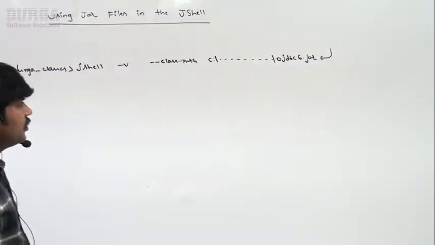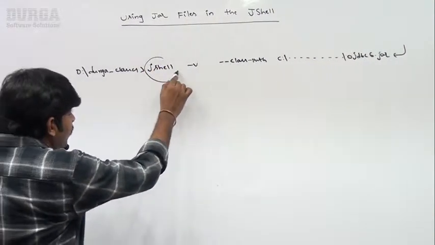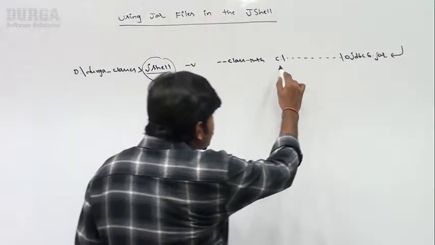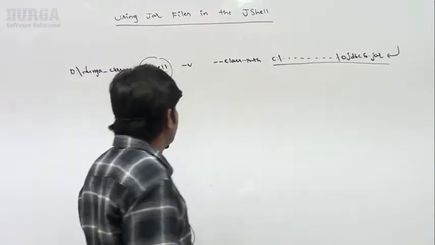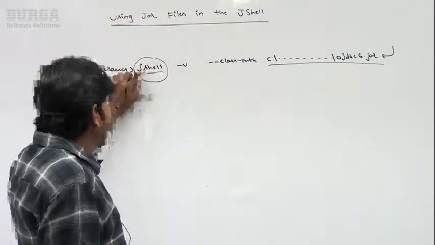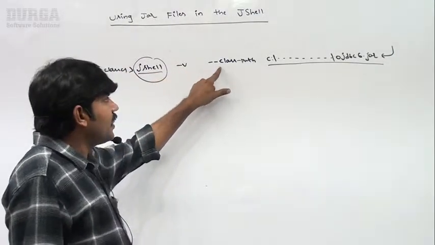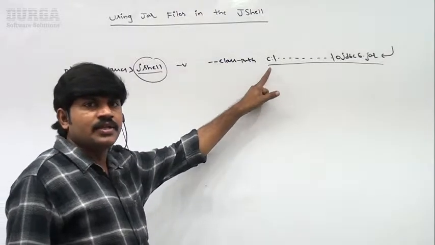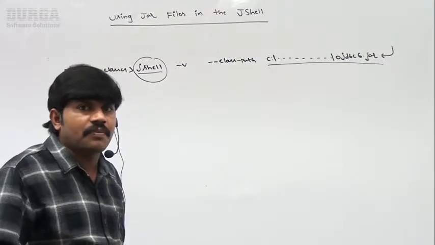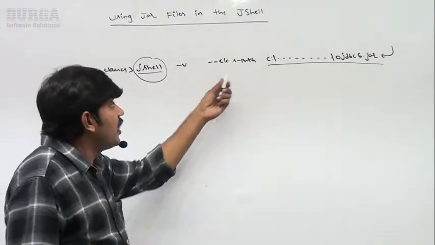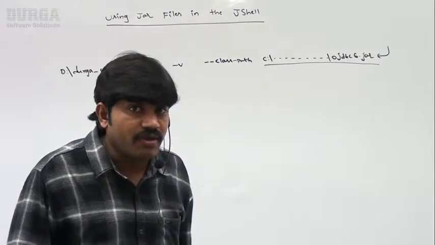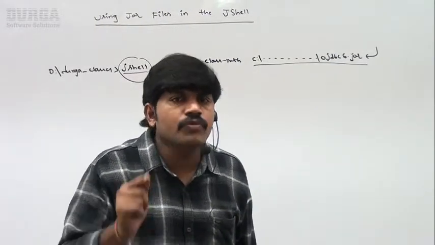Now, please start JShell. But while starting this JShell, make sure this jar file is available in the classpath. What is the command we require? jshell -v --class-path, like this. We must use this command. If you use this command, the jar file is available to JShell, and you are not going to get an SQL exception. Clear, right?